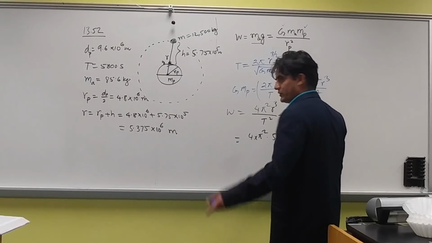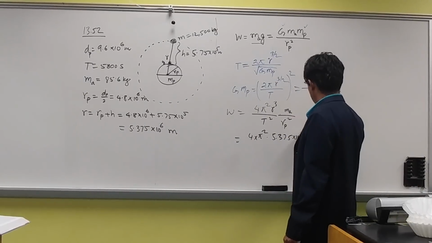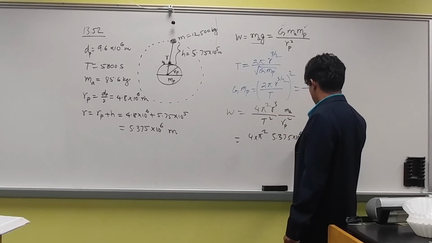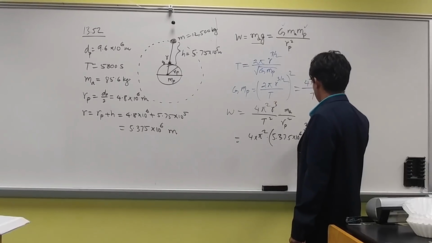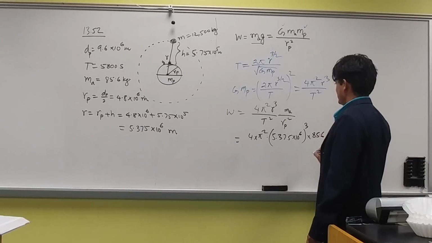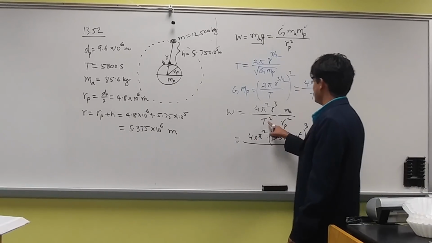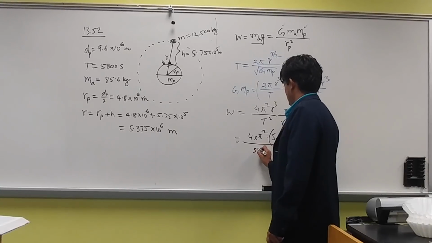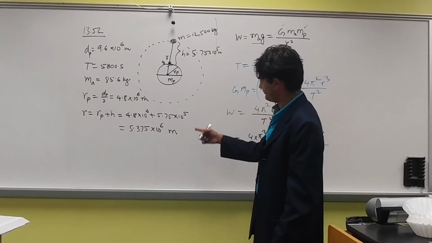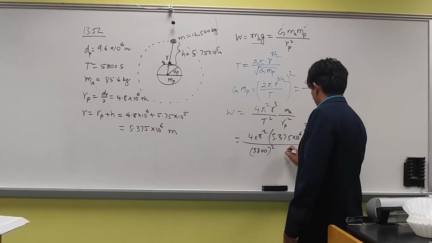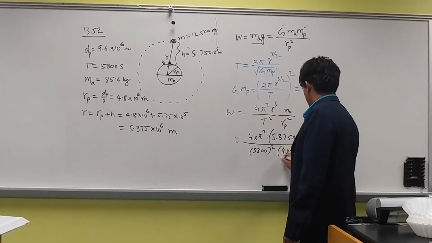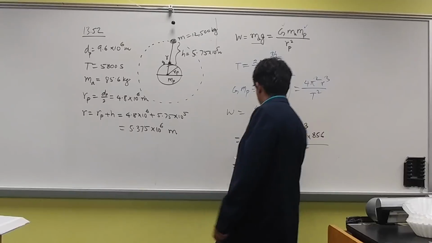5.375 times 10 to the 6. One of you start calculating, okay? What else? 4 pi square, 10 to the 6, this whole cube, times MA is, what is mass? 85.6. 85.6 divided by t square. What is the time period? 5800 square, times RP. What is RP? RP is 4.8 times 10 to the 6, and then this one square. Can somebody calculate this for me really quick?